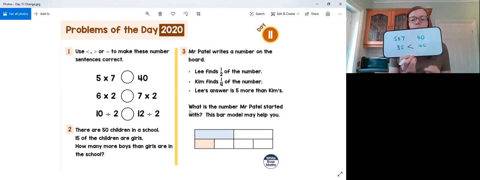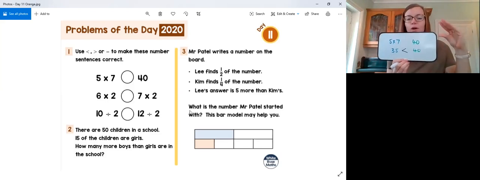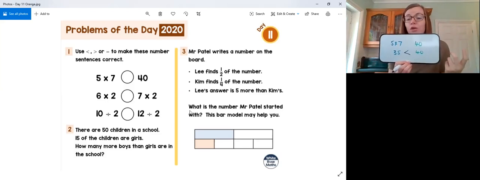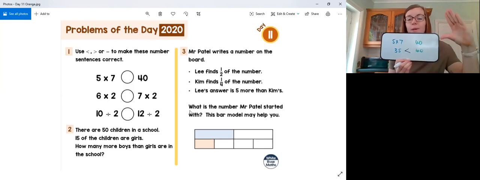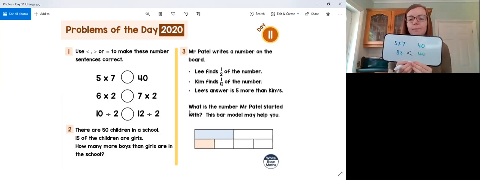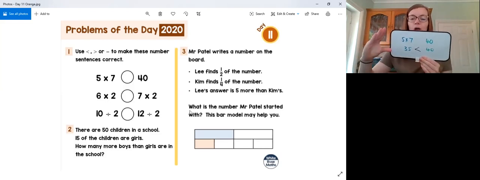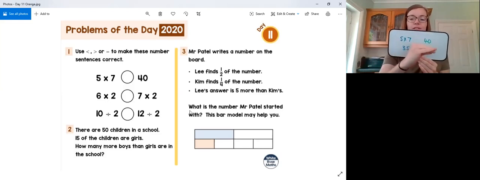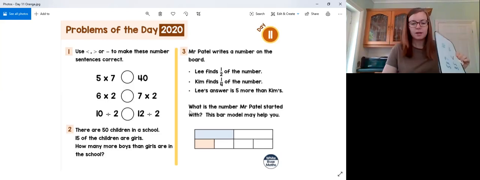And remember, with our sign, we've learnt these before as crocodile mouths. They're greedy crocodiles, so the open bit, the big mouth, eats the bigger number. The small bit points to the smaller number. So our less than is this way around at the moment because it's going to eat the 40, point to the 35. Okay, what about the next one?